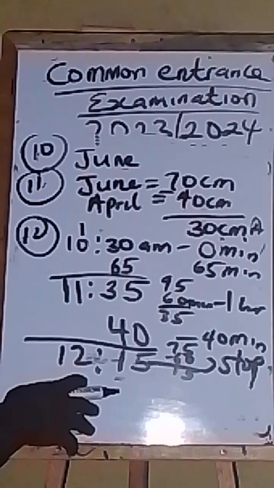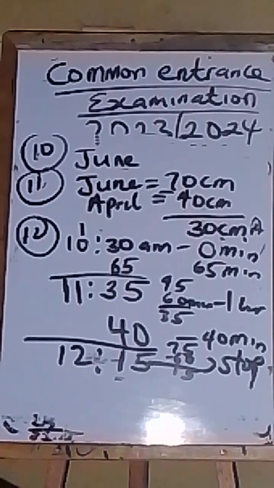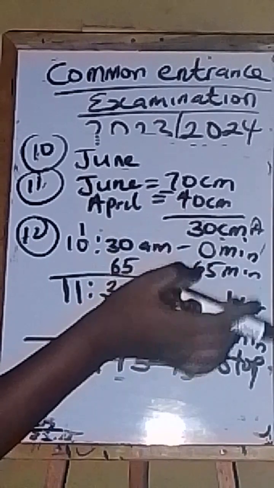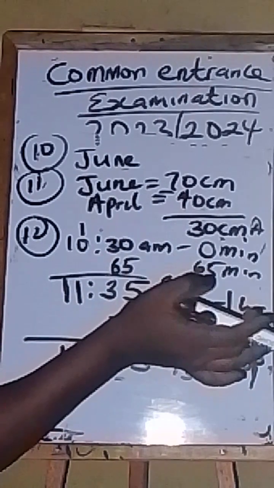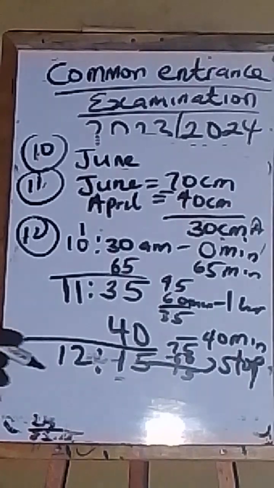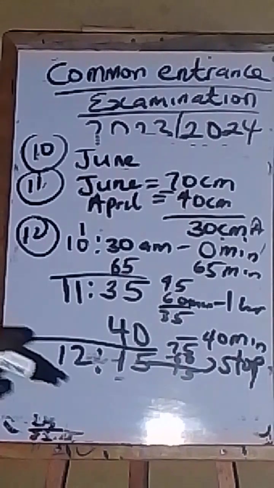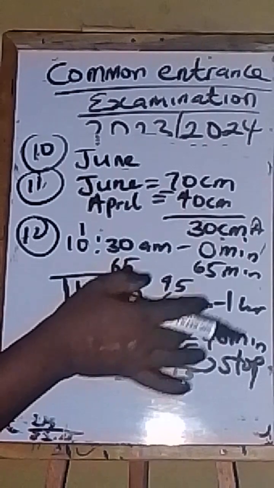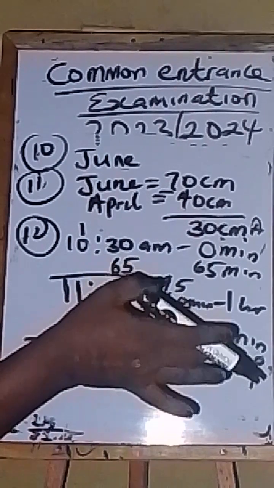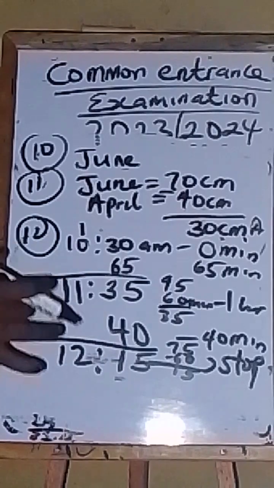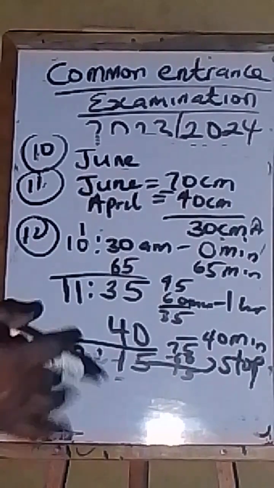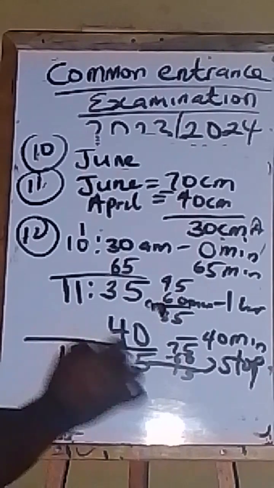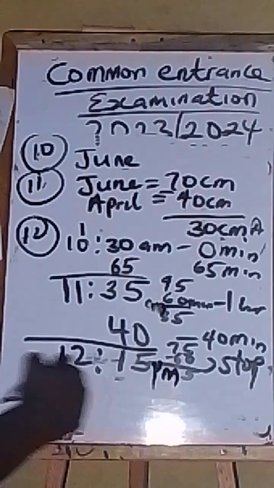At 12:15 they stop at Maiduguri, then it flies back to Lagos in 70 minutes. At what time does it land again at Lagos Airport? Don't forget, this is still AM. All these ones are AM, but here it is now PM.